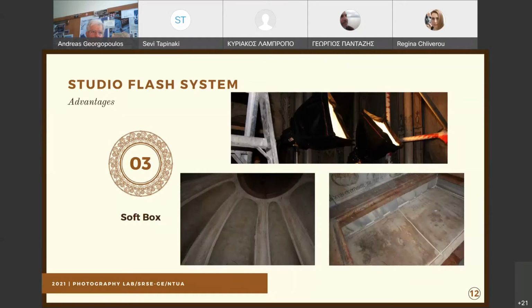A third advantage of the studio flash system that we chose to use was the ability to attach to our flashes light modifiers, as they are called. Light modifiers in studio photography are devices we attach to or hold in front of our flashes in order to control the light pattern that the flash emits in normal conditions. These would be any photographic umbrellas, soft boxes or reflectors.